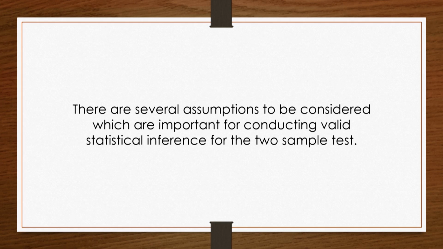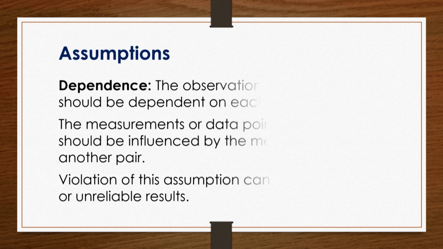Let us start. We will begin with the first part of the lesson, which will introduce you to the assumptions and properties of sampling distribution with the difference between two dependent means. Students, there are several assumptions to be considered which are important for conducting a valid statistical inference for the two sample dependent test. Assumptions.